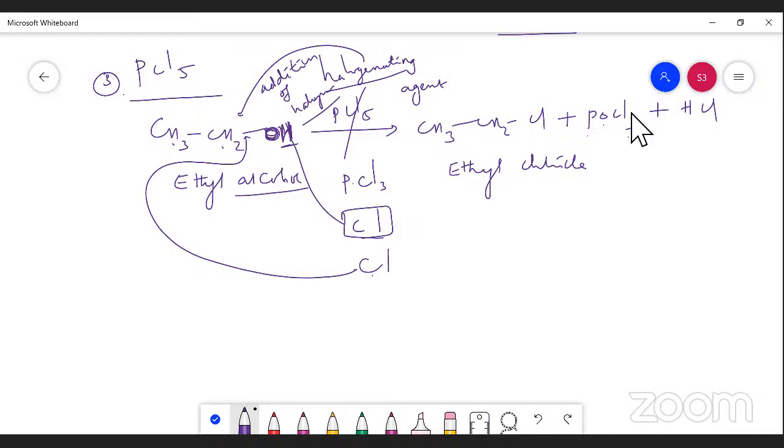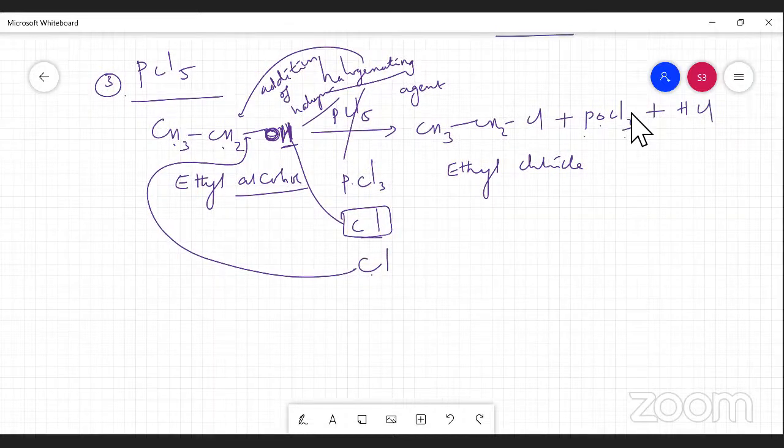What is the reaction here? Third method, preparation of alkyl halides. What's the product? Alkyl halide. What is the name of the alkyl halide? Ethyl chloride. And POCl3 and HCl. Now we are going to see the next method.